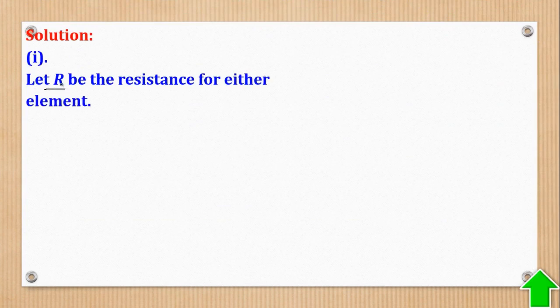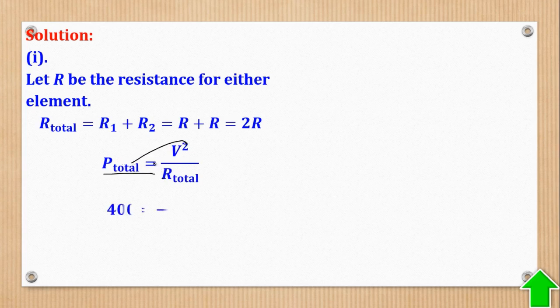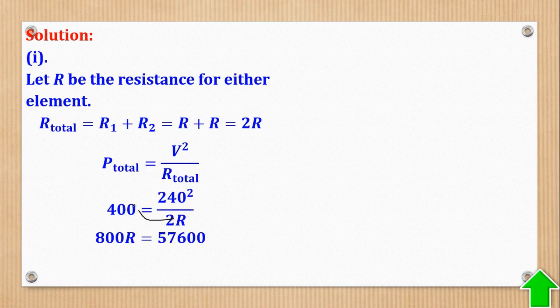So let R be the resistance of either element. Meaning the total resistance will be, they are in series, so we'll add the two resistances to come up with 2R. Then P total will be V squared over R total, which gives you that. So this is the power, this is the PD, and this is the R total. Therefore, I'll cross multiply to come up with 800 R equal to this, so this squared gives you that. Then make R the subject to give you 72 ohms. So that was Roman 1.